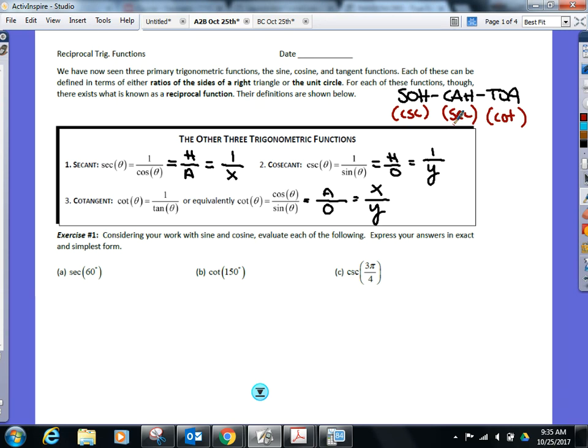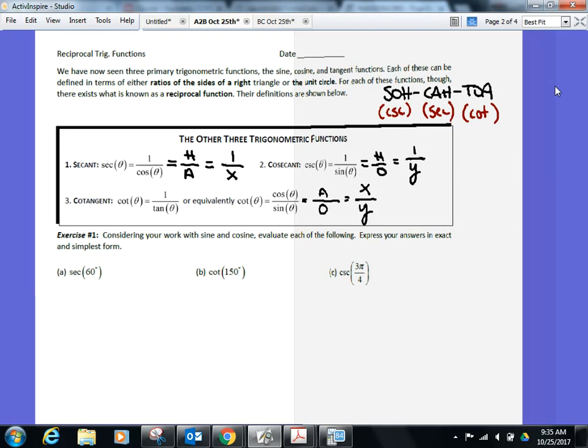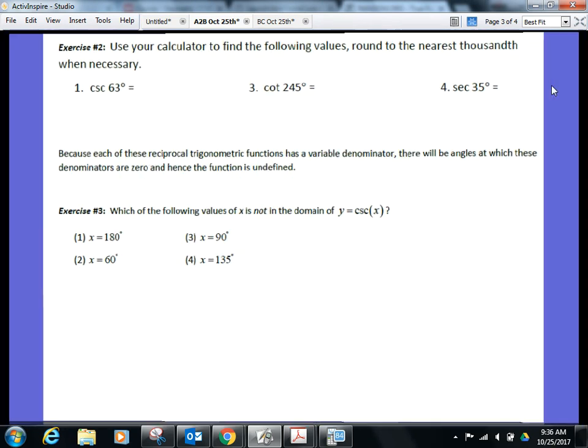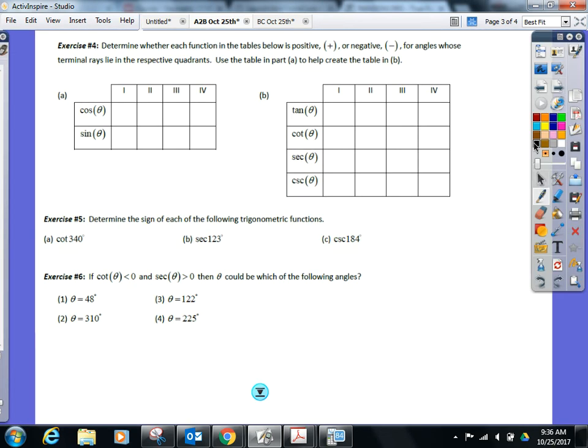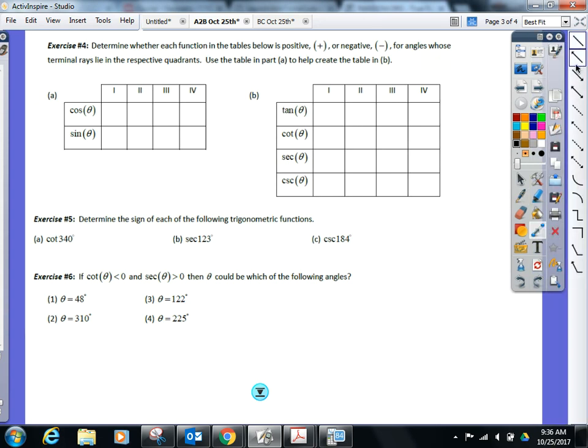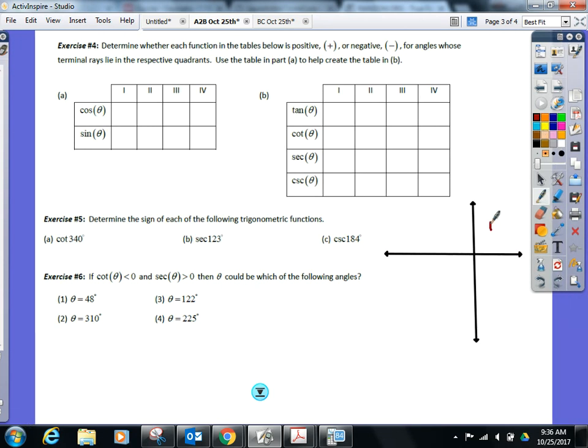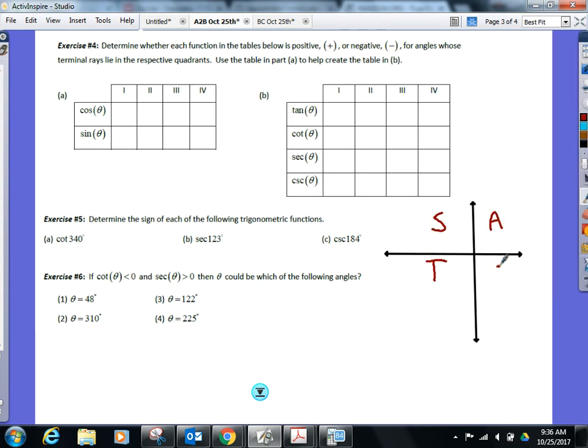Okay, I'm actually going to go in different order today. Can you go to exercise 4 for me first? All right, I want to go to that one instead of starting with 1 here, and talk about the signs. Is it positive or negative depending on what quadrant? Can you guys, hopefully right now, go ahead and fill out cosine and sine chart for me? If you need ASTC written out, go ahead.